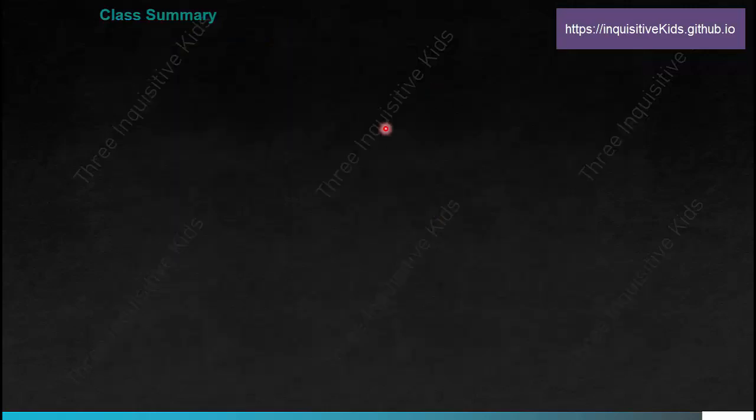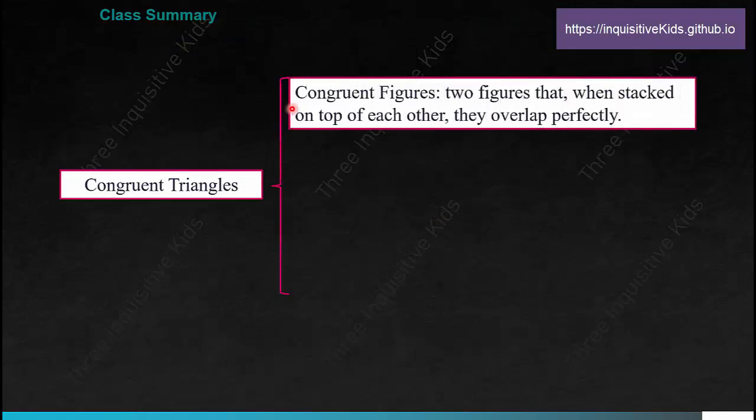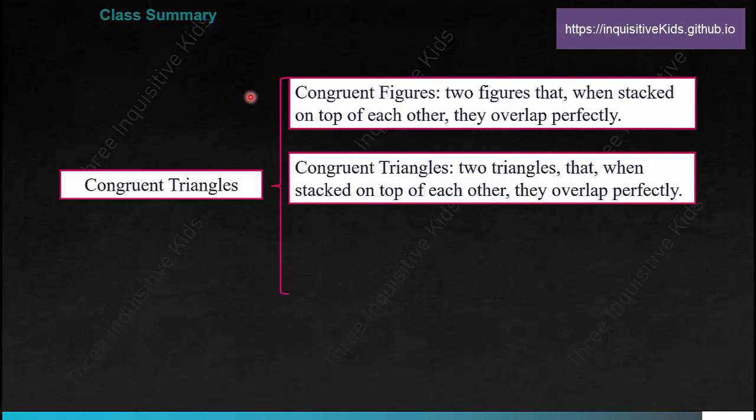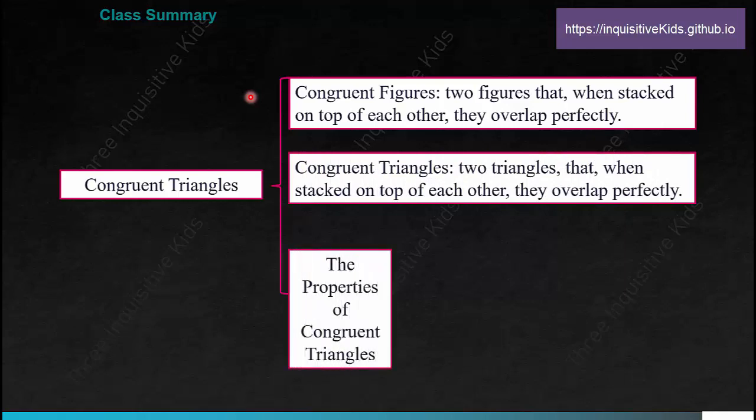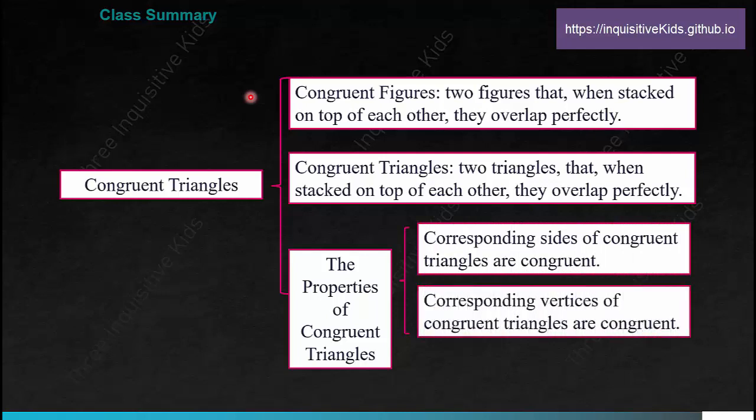Now it's time for the class summary. Today we learned all about congruent triangles and congruent figures, two figures that when stacked on top of each other, they overlap perfectly. Congruent triangles, two triangles that when stacked on top of each other, they overlap perfectly. And we learned all about the properties of congruent triangles. Corresponding sides of congruent triangles are congruent. Corresponding vertices of congruent triangles are congruent.